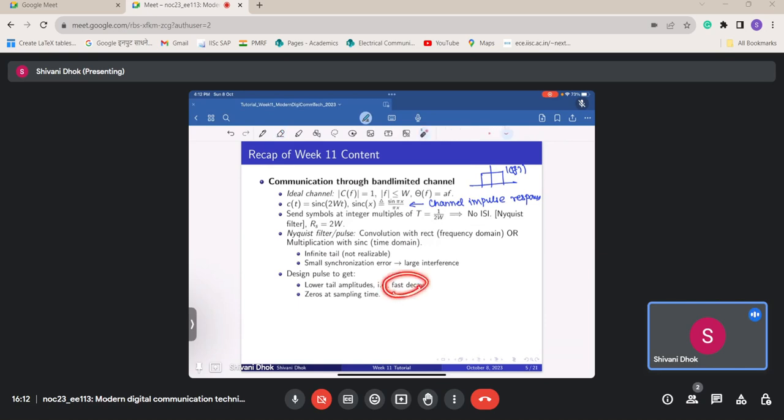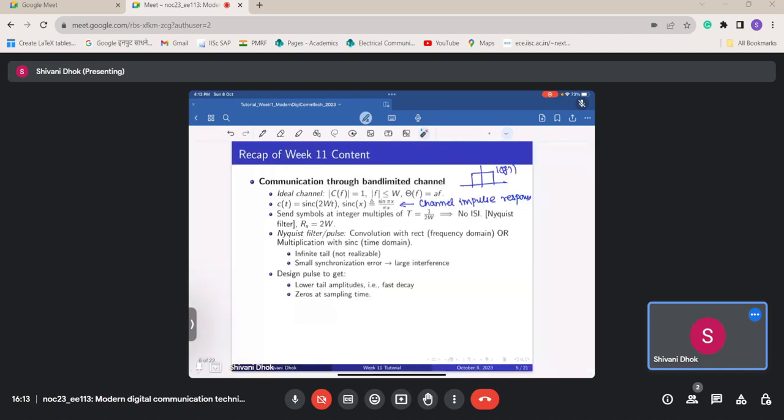We need to design a pulse so that we get lower tail amplitudes. That is, we have faster decays, and at the sampling durations, that is T, 2T, and so on, we should have nulls. Like if I'm sending the signal at 0, then at T I should have a null, so that when I'm sending another signal at T, its peak will be there, and all the other symbols will have a null, which won't create any intersymbol interference.